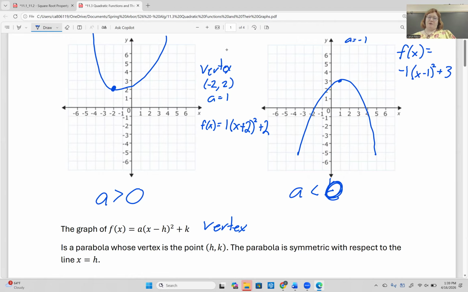A parabola is symmetric about the line x equals h. This is where my drawings are really bad, in that the parabola is supposed to be even on both sides of that dotted line through the vertex. So through this my drawing is very much not even, but it's supposed to be this nice reflection. The main things I'm looking for with these is open up, open down, and where's the vertex?